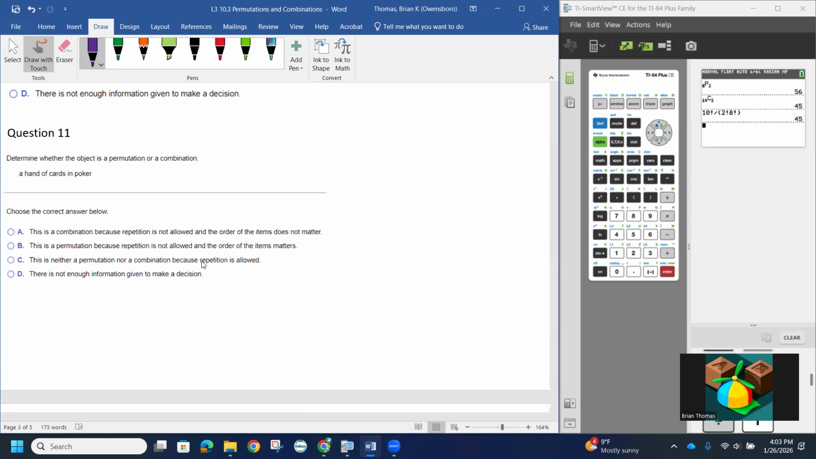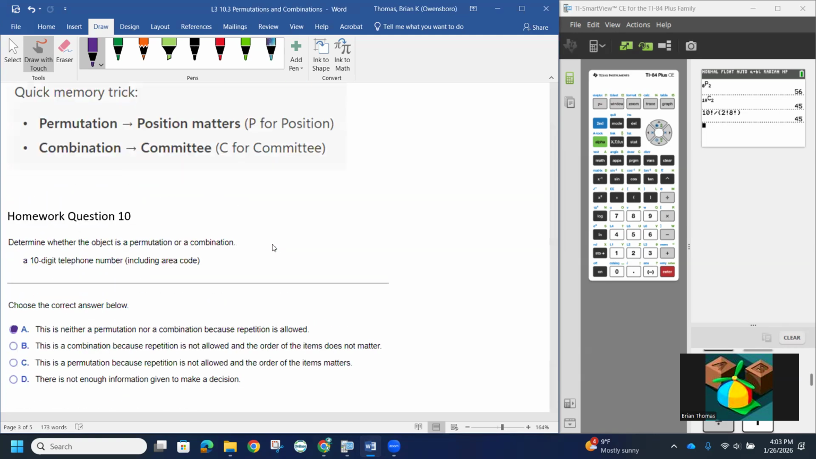If I look at question 11, determine whether the object is a permutation or combination, a hand of cards in poker. If we're talking about 5 cards in poker, when I'm dealt the 5 cards, the order does not matter in my hand. I can move those cards around. So position doesn't really matter in this case.